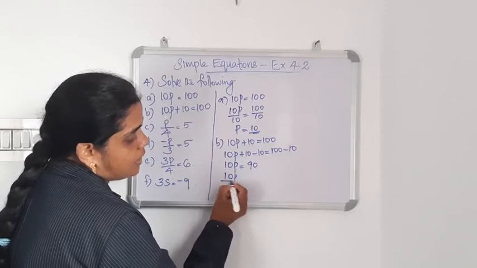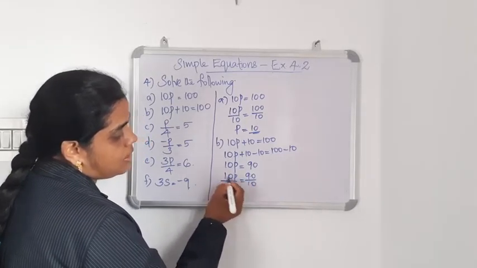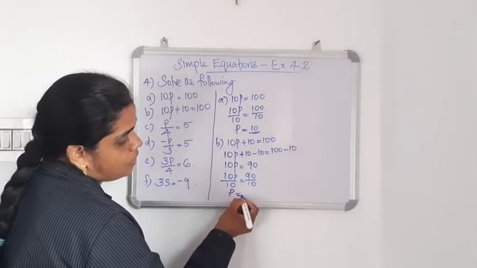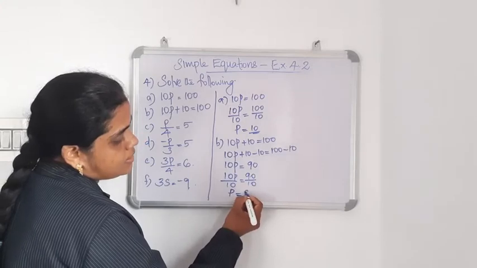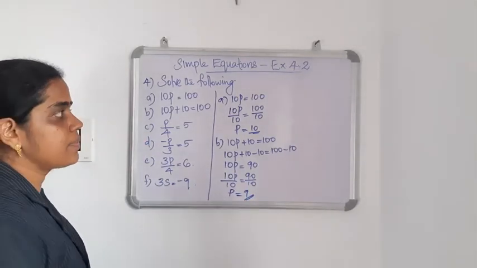Then what is next step? We can divide by 10 on both sides. So 90 by 10. Then 10 and 10 cancelled. Remaining is p only. 90 by 10 is 9. So the answer is 9. Okay, clear?